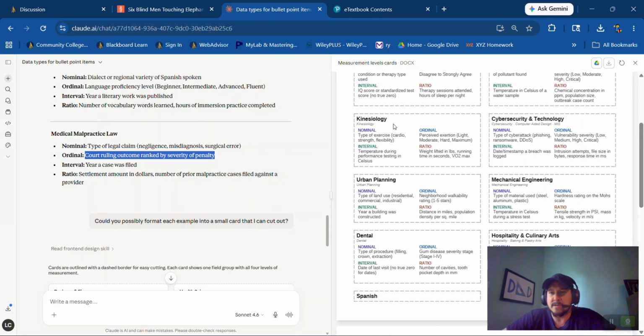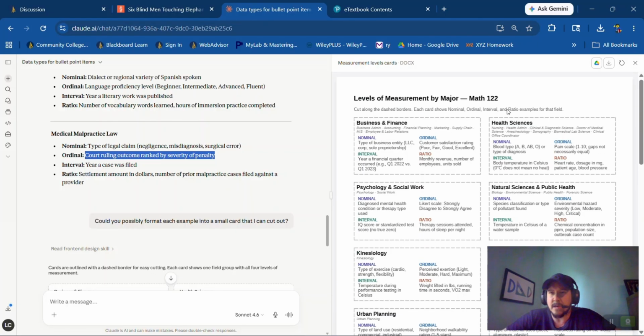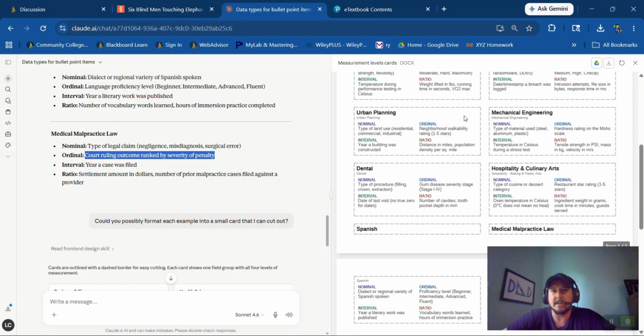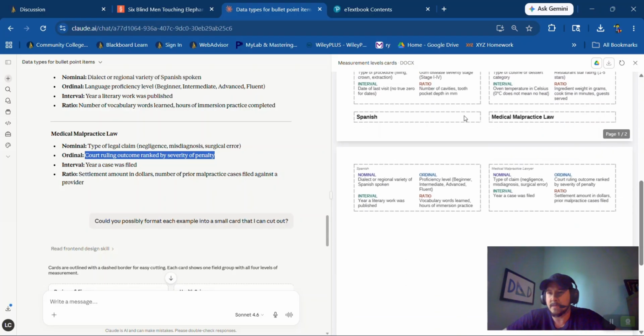All right, or maybe a different group has vulnerability severity, low, medium, high, critical, and that would be ordinal, which they could see in something like cybersecurity and technology. So what I think I'll do is I'll print this off for each one of the students, and it'd be a way of them checking their work, and that would be the end of the section.